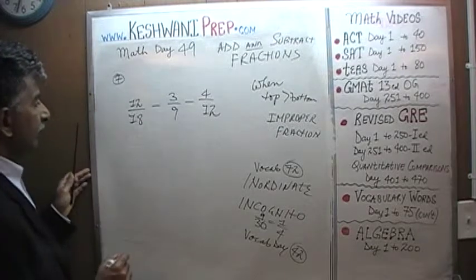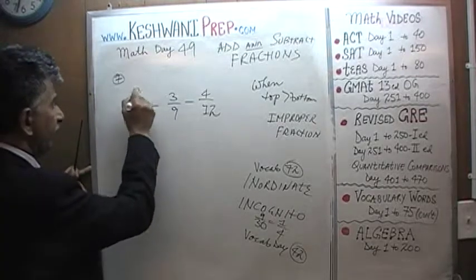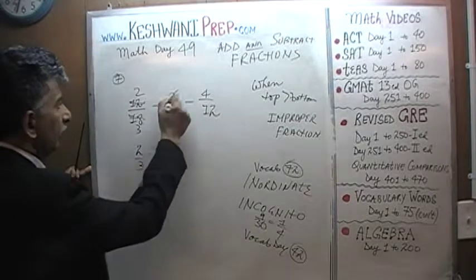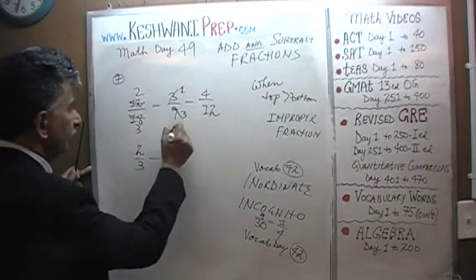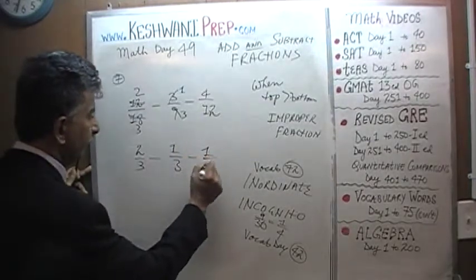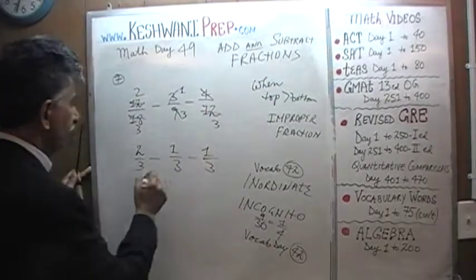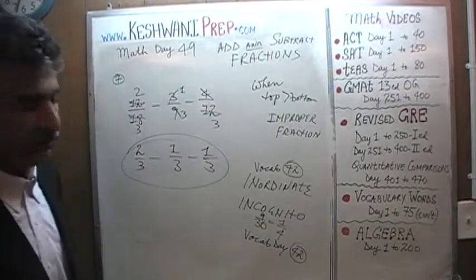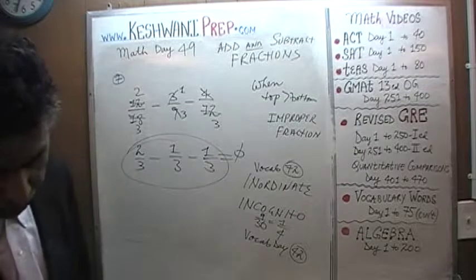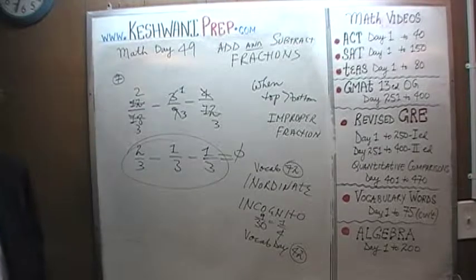12 over 18, if you divide top and bottom by 6, we'll end up with 2/3 minus, this is going to be 1/3. And 4 over 12 is another 1/3. So it's 2/3 minus 1/3 minus 1/3. It's a big fat 0. What do you know? What do we know? Let's do one more, shall we?